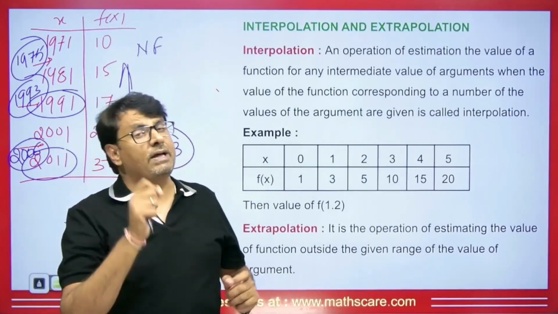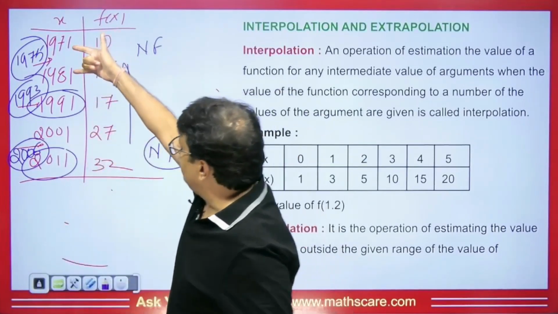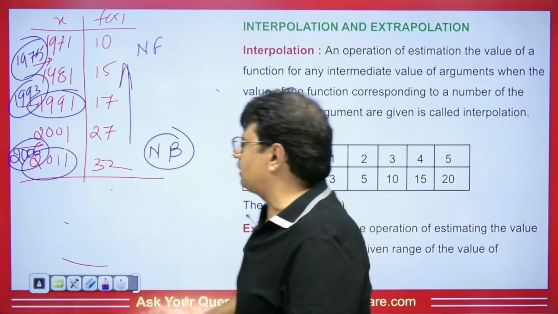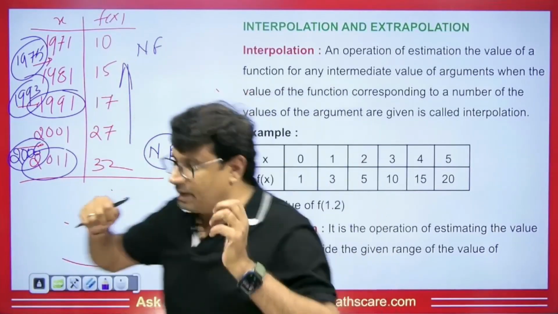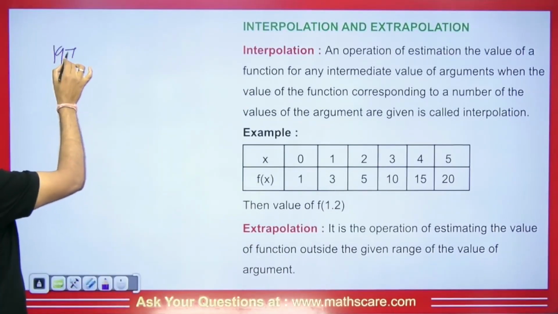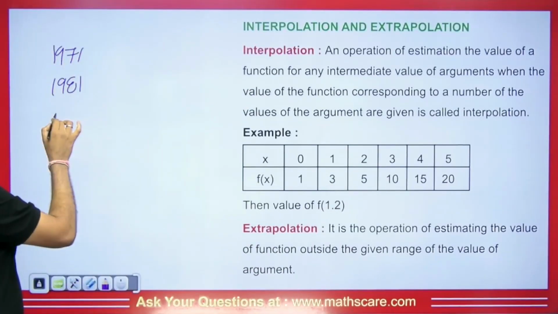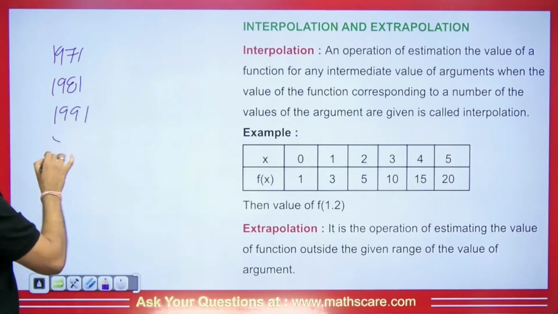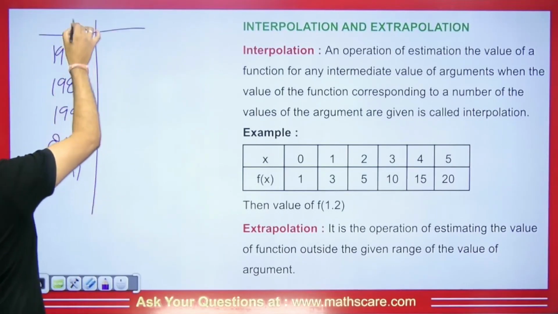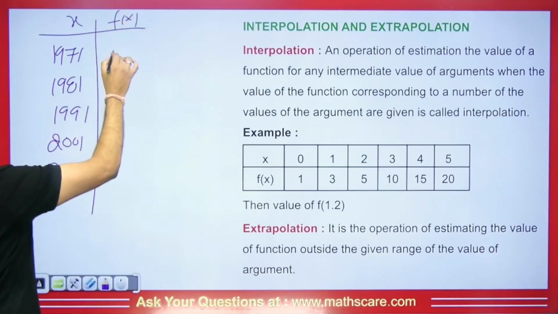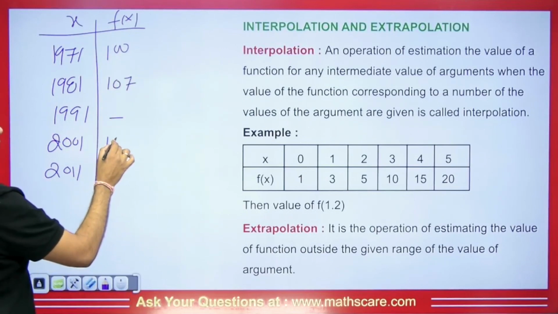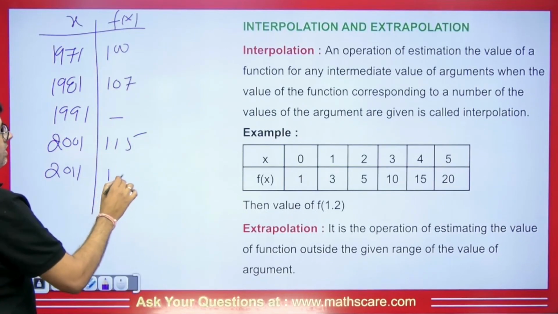But you saw one thing here, this equal interval. Yes, I want to tell you one more thing. Sometimes the data given is like this, try to understand. I have taken the example in front of you. If 1971, 1981, 1991, 2001 and 2011 are given, and let's say corresponding to this the population, x and f(x), is given: we have 100, we have 107, and this one is missing. Here you are given 115 and here you are given 127.